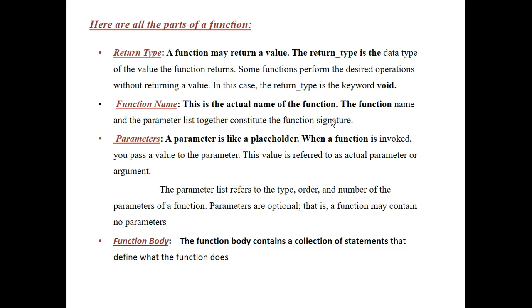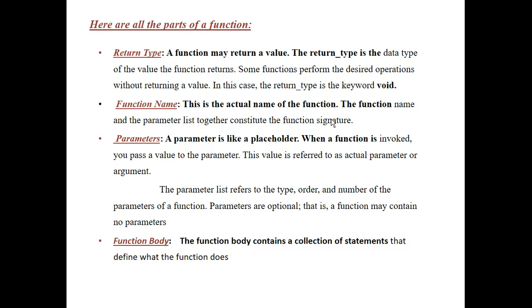Next is the parameter list. We can mention as many parameters as we want, and we often call them parameters or arguments. We can pass those arguments by call by value and call by reference. All these topics will be covered in my upcoming sessions. The parameter list consists of the type of the parameter, the order of the parameters, and the number of parameters that a function needs to perform a specific task.